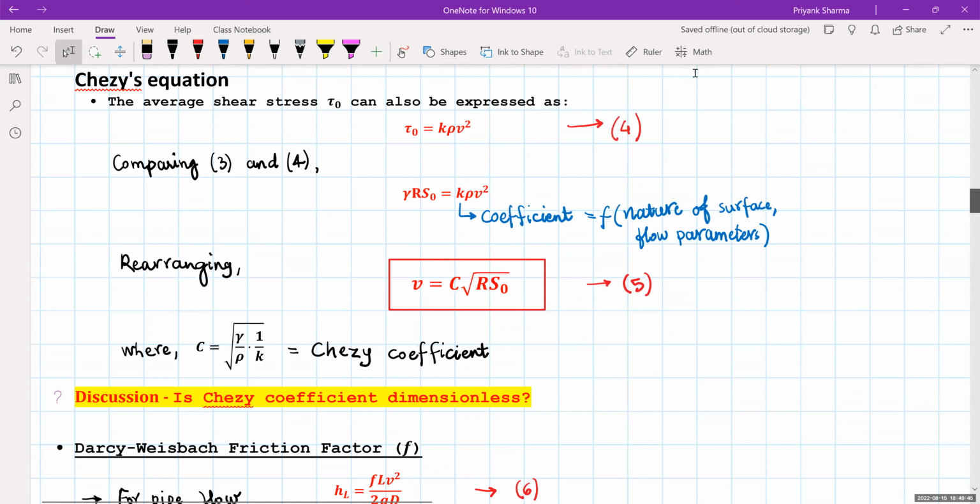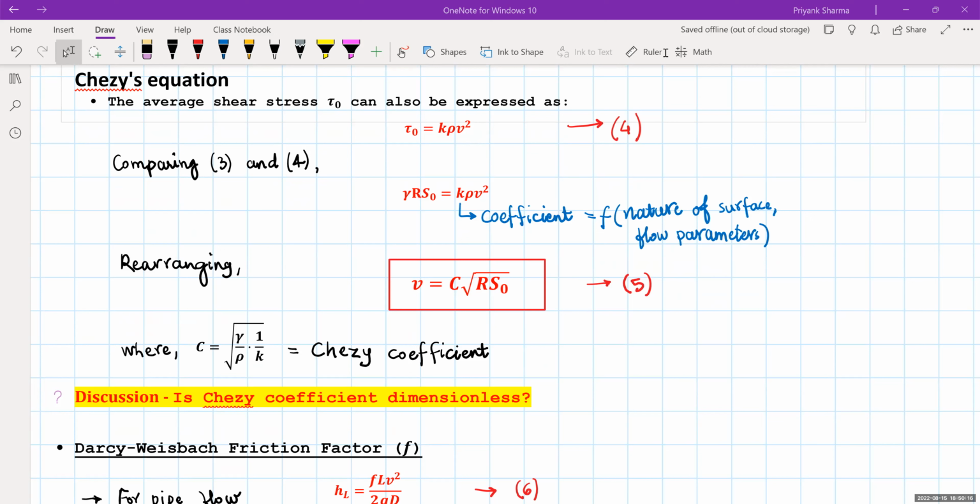Now coming to the resistance equation, there are, I think, 4 or 5 equations, but we'll discuss a couple of them which are very relevant. The first is the Chezy's equation. There was a scientist, Chezy, who derived this resistance equation. He was a French engineer who was working on uniform flow, and in around 1769 he coined this Chezy's equation.